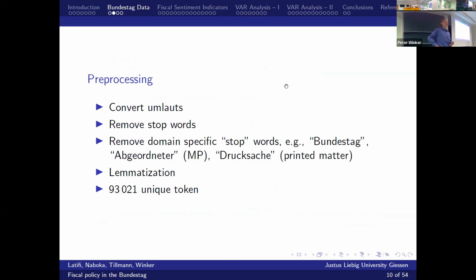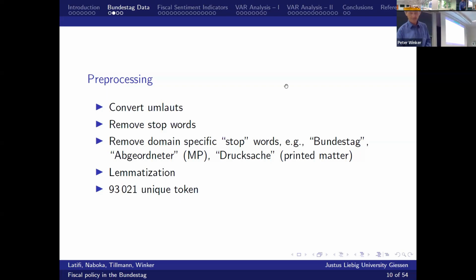Then we have typical pre-processing issues: remove the umlauts, remove the stop words. Then we added a list of domain-specific stop words, because a term like Bundestag is not a typical stop word, but of course it shows up many, many times in these speeches, as do Abgeordnete or Drucksache. Then we did lemmatization, and we still have a very high dimension, 93,000 unique words. Compared to other applications I did at least, this is a huge vocabulary; otherwise we have 2,000 or 5,000 or so.